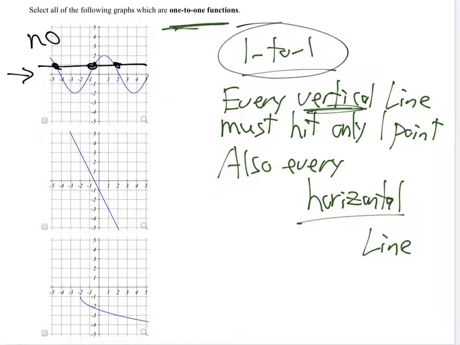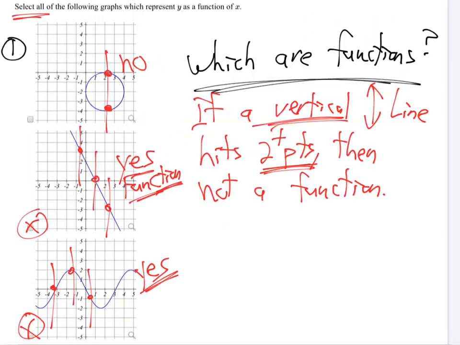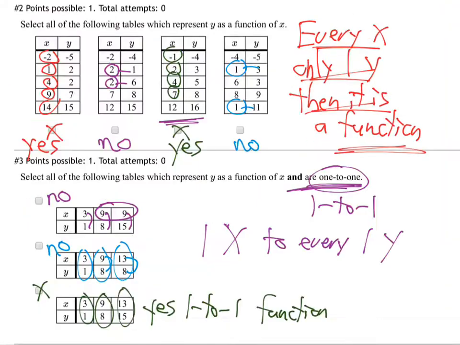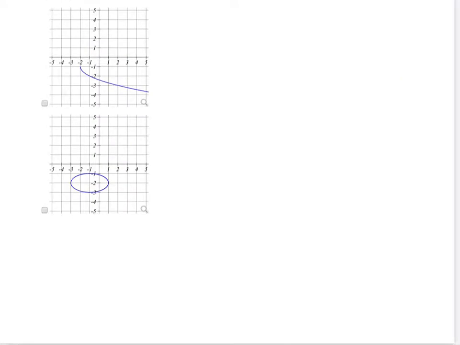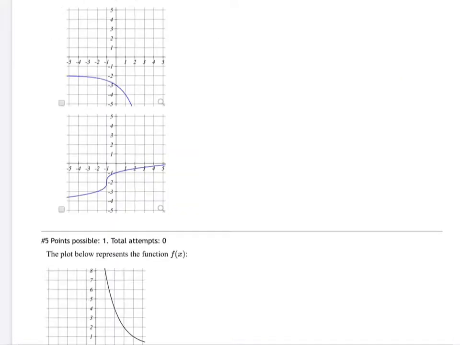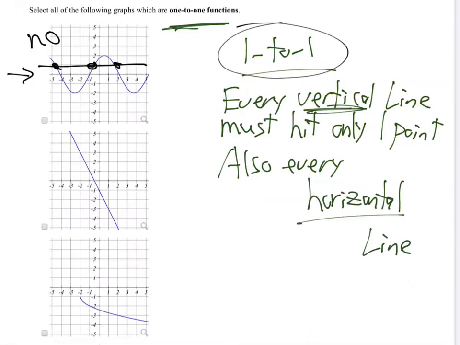So you get the idea? We started with function, just function, not 1-to-1, right? Back here, we started with function, and we just said, okay, every vertical line, if it hits 2 or more, then that's bad. It can hit only 1. That was just vertical lines to be a function, right? And then now we're saying, now we want more. We want 1-to-1. So that means vertical and horizontal must hit only 1.